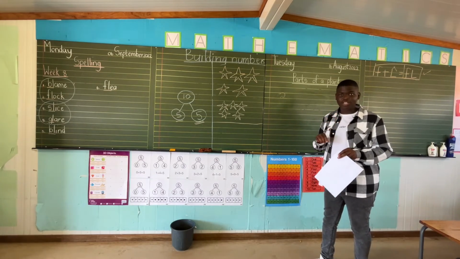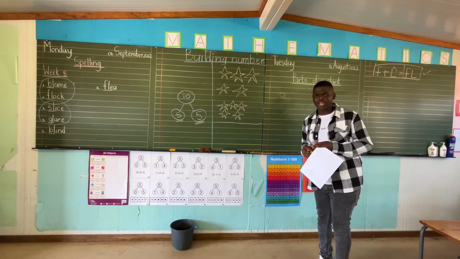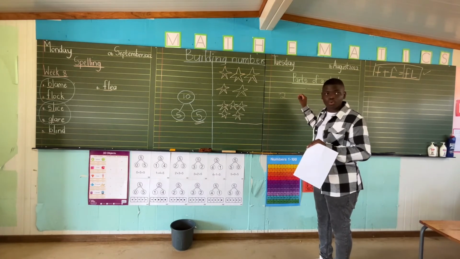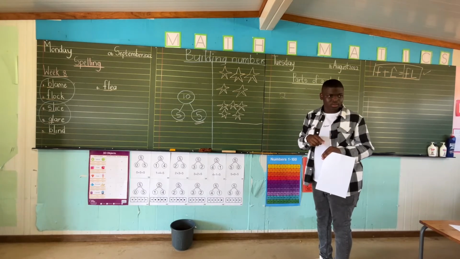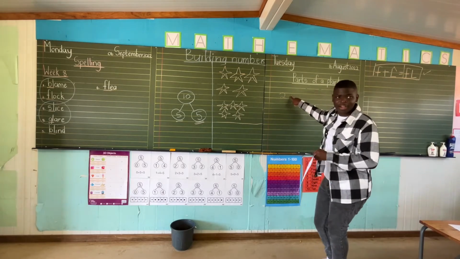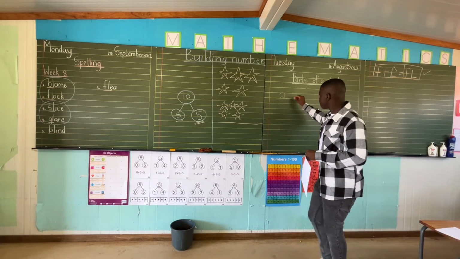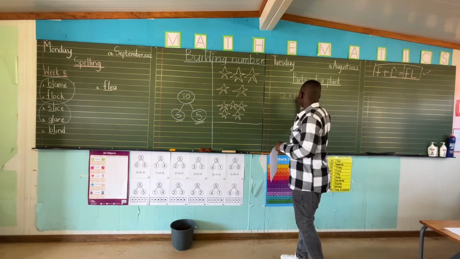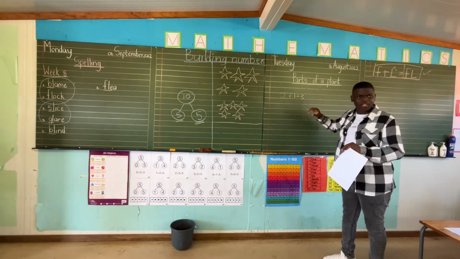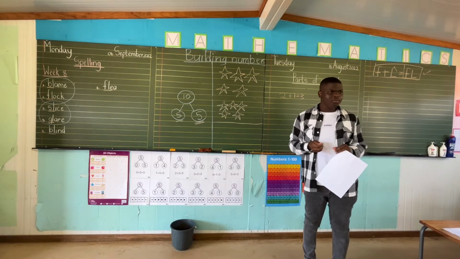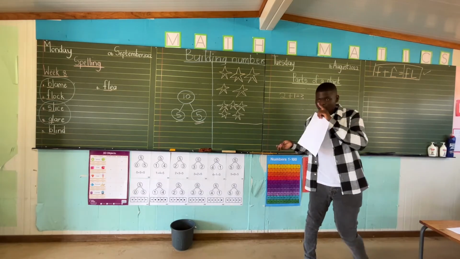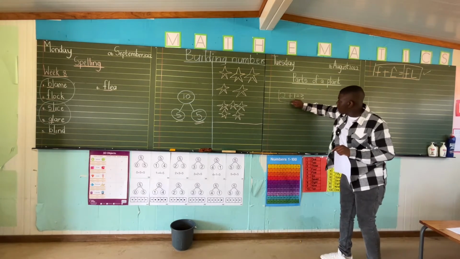We have 3. And what do we have to add in order to get 3? What must we add to 2 if we want to get 3? Yes. We must add 1, so that we can get 3. So we have our 3 here. Let us make 2 groups of 3s. We are going to draw 3 things here.